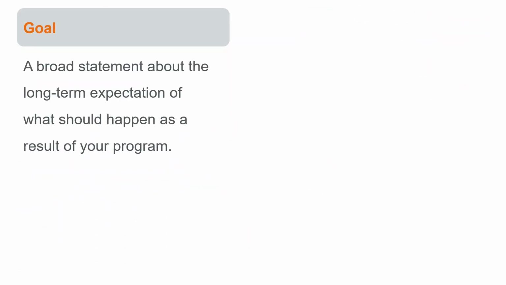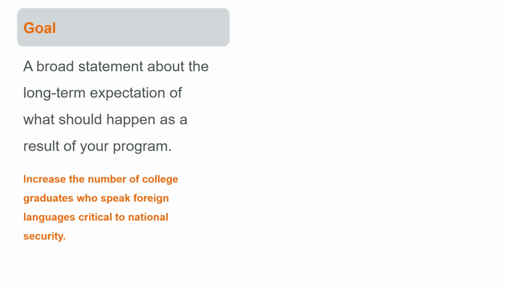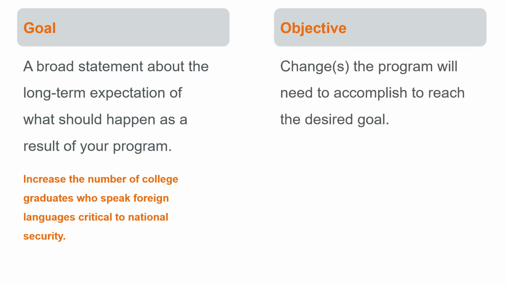As we discussed in our Theories of Change module, a goal is a broad statement about the long-term expectation of what should happen as a result of your program. For example, we might want to increase the number of college graduates who speak foreign languages critical to national security.